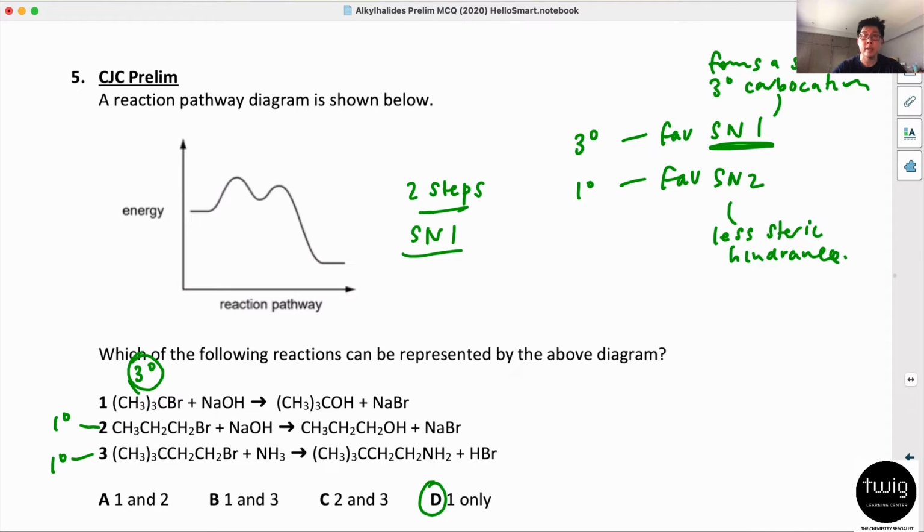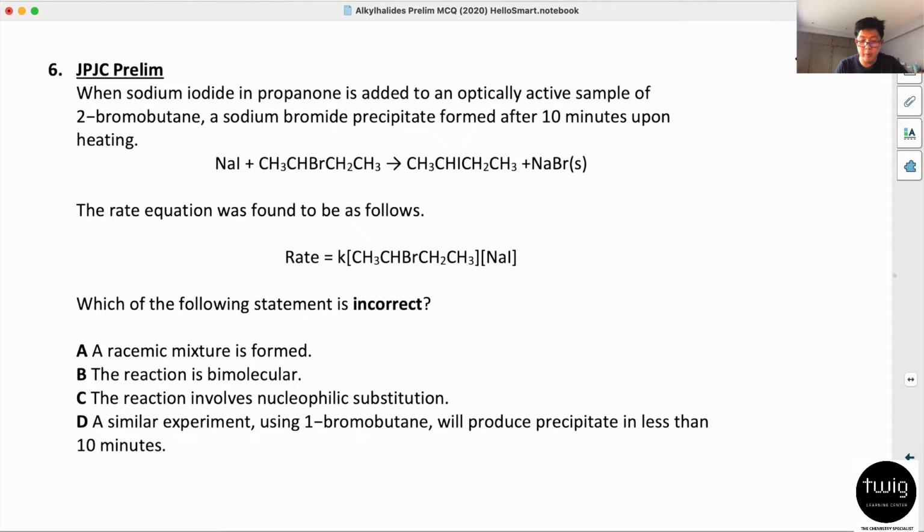Okay, let's look at the next question. When sodium iodide in propanone is added to an optically active sample of 2-bromobutane, optically active means it has a chiral center, and the chiral center is over here. Sodium bromide precipitate is formed. If you look at the reaction, it's a nucleophilic substitution reaction, and you can see that the Br was substituted with I. The iodide was the nucleophile. This is a second order reaction, which means the reaction is SN2. Second order is SN2.